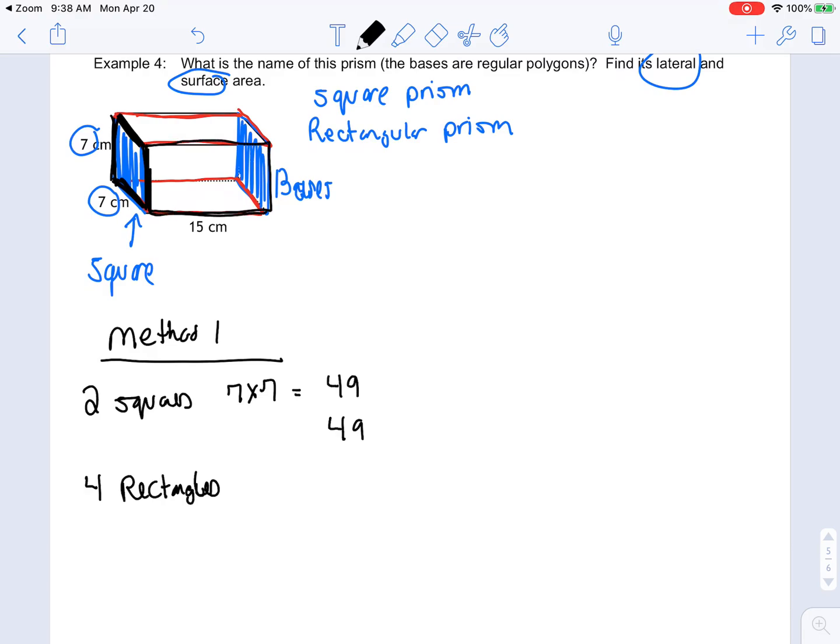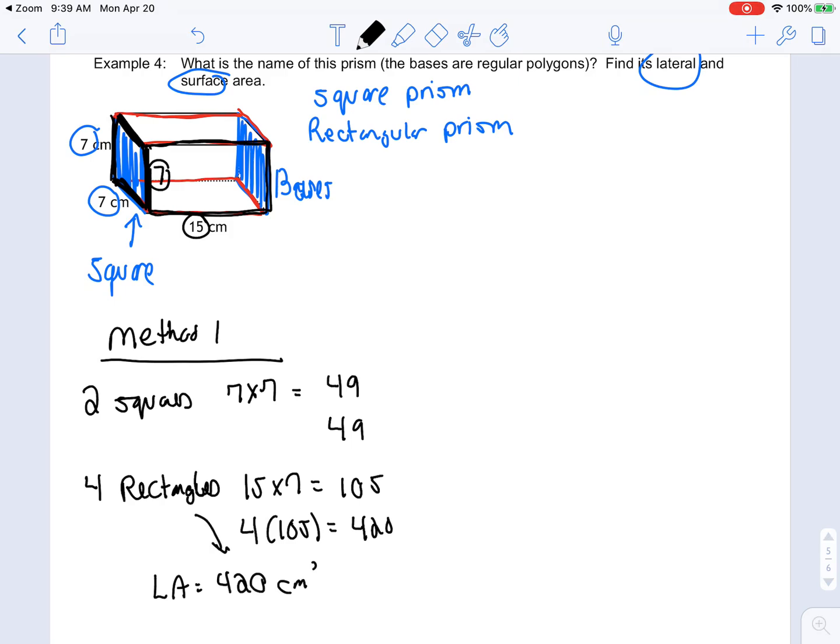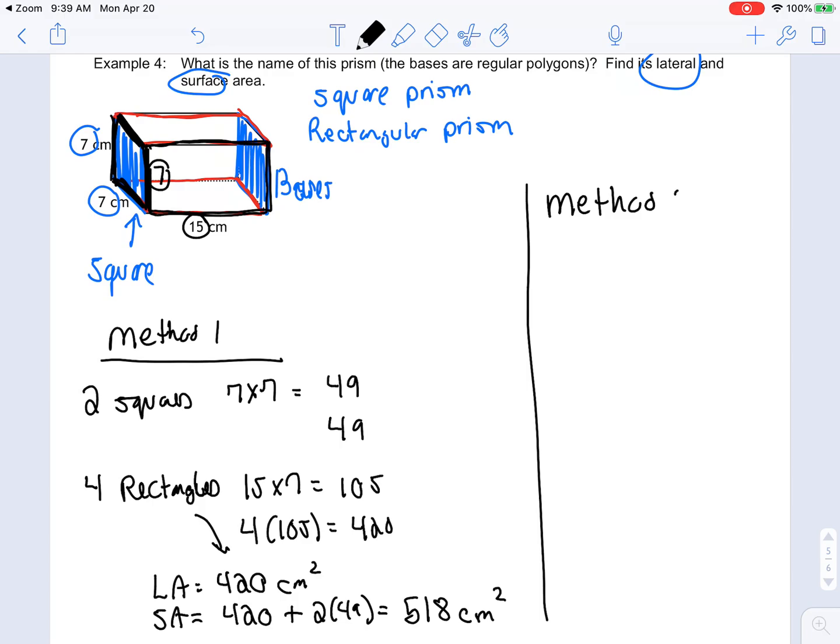So to find the area of one of these rectangles, I would multiply 15 by 7. 15 by 7 is 105. And since there are 4 of those rectangles, 4 times 105 is 420. Okay, so my lateral area is just those 4 rectangles, so 420 centimeters squared. My surface area will be that lateral area plus the 2 bases. So if I add that 49, that's going to give me 518 centimeters squared.